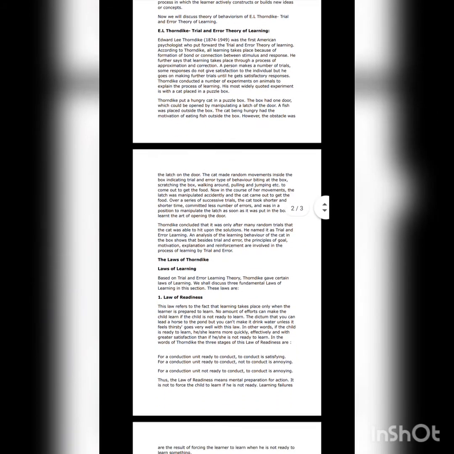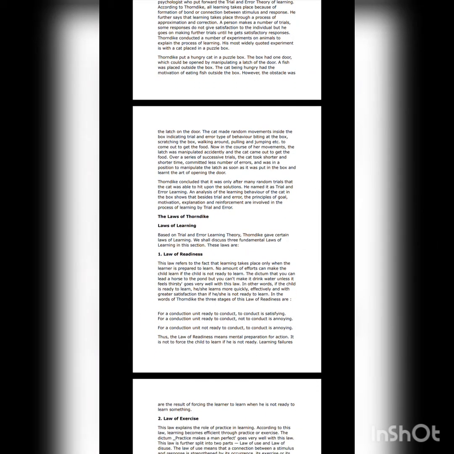Thorndike concluded that it was only after many random trials that the cat was able to hit upon the solution. He named it trial and error learning. An analysis of the learning behavior of the cat in the box shows that besides trial and error, the principles of goals, motivation, exploration, and reinforcement are involved in the process of learning by trial and error. So, the laws which Thorndike proposed on the basis of his experiments are the laws of learning.